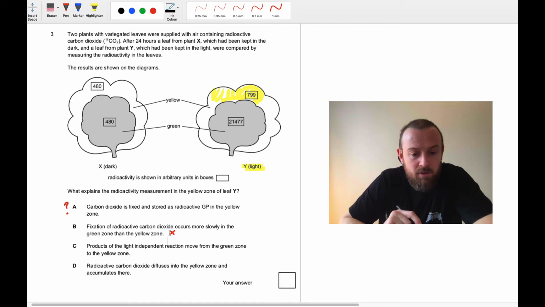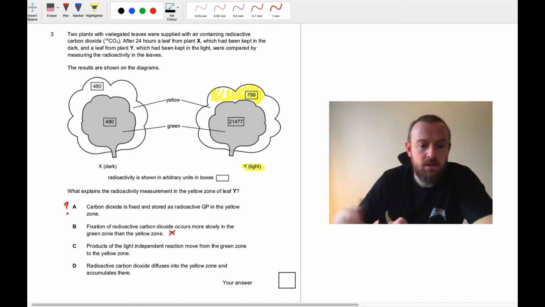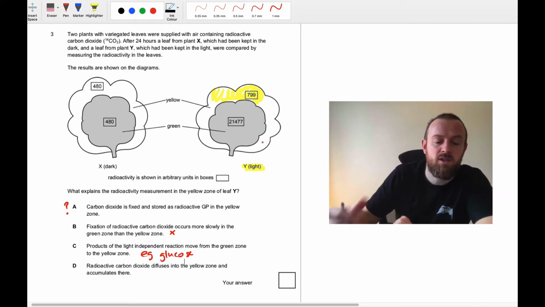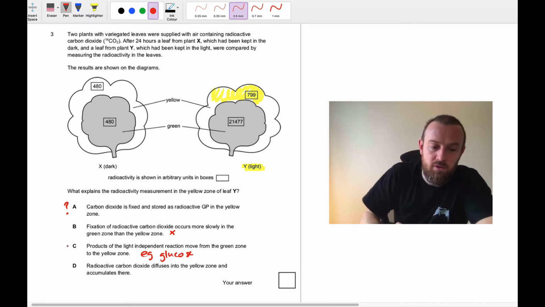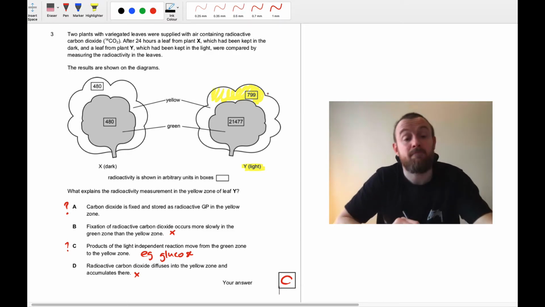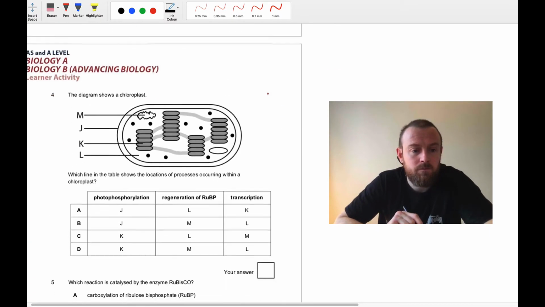C, products of the light independent reaction move from the green zone to the yellow zone. That could be true. So products of the light independent reaction, e.g. glucose, right? So we could have radioactive glucose made in the green zone, spreads across. So that could well be true. I'm going to put a question mark next to that one. D, radioactive carbon dioxide diffuses into the yellow zone and accumulates here. No. So C or A? I think C is the best answer here. Because there's definitely going to need to be some glucose going into here, otherwise the cells will die. So yeah, definitely C. Moving on.